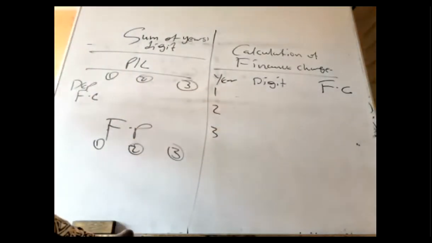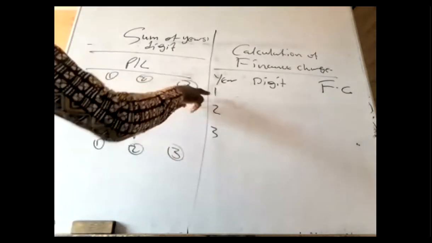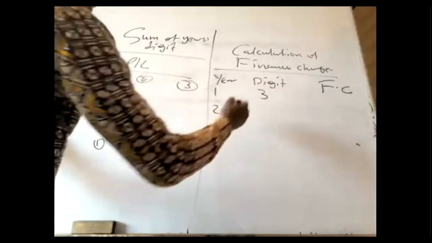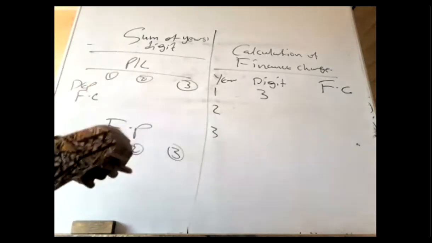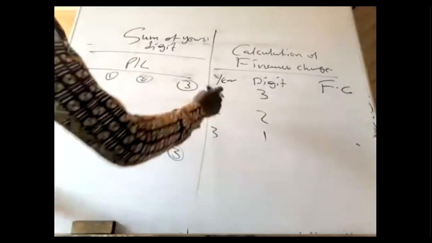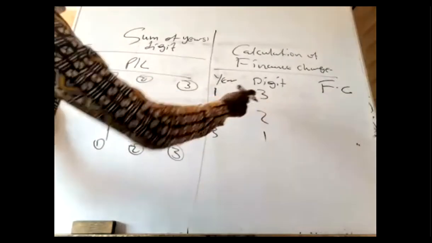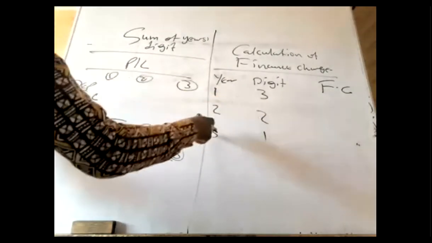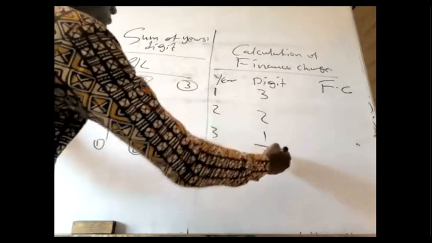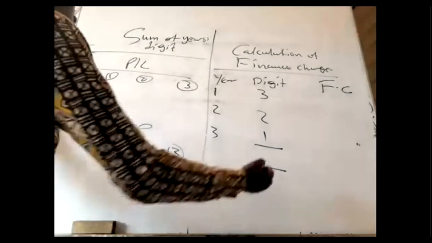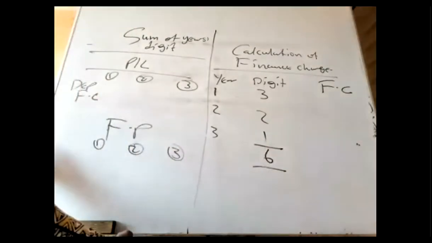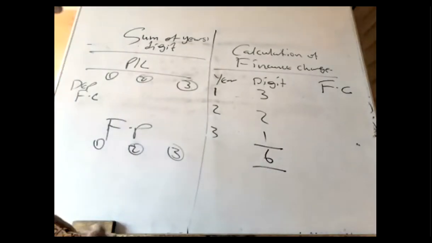Good. Now, right at the start of year 1, how many years are left? 3 years left. If I just turn the numbers upside down, or swap them, 3, 2, 1. Meaning that at the start of year 1, it has 3 years left. At the start of year 2, it has 2 years left. At the start of year 3, it has 1 year left. Get the total digits. Put all the digits together. You get 6, right?